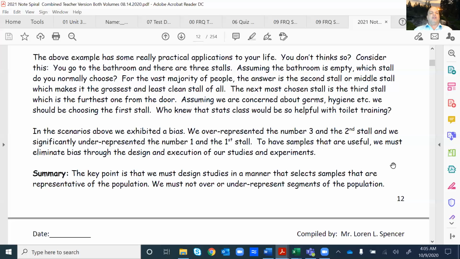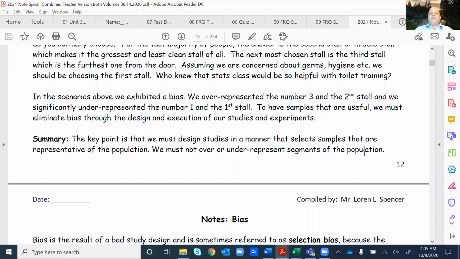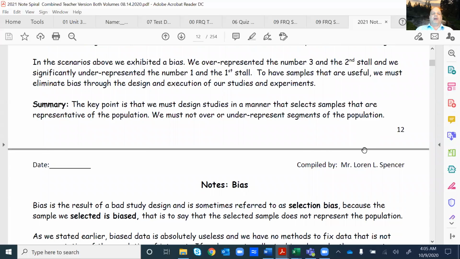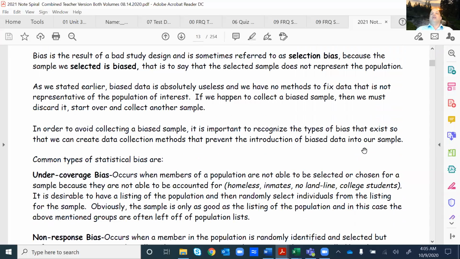So we often say bias is a systematic error, and that we actually can kind of get an idea of what we might be overrepresenting or we might be underrepresenting. Once again, biased data is worthless, needs to be thrown away. We cannot fix it by increasing the sample size. All right, so I'm going to go ahead and talk about several types of bias.